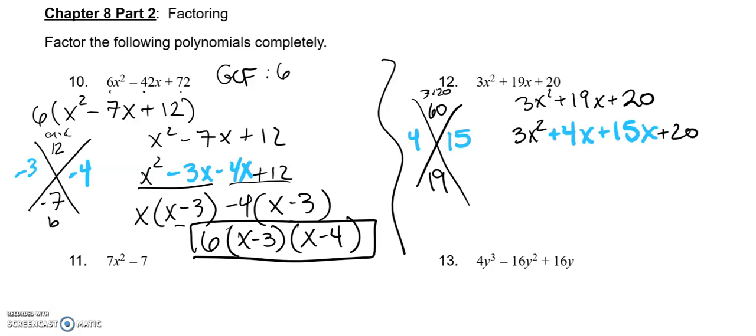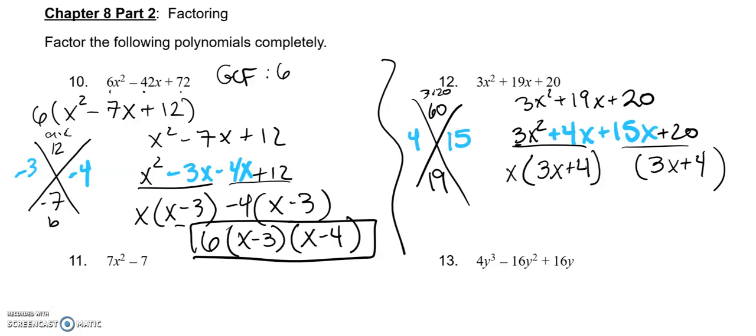Looking at the first group, 3 and 4, can't divide anything nice out of that, but we can take an x out. That leaves us with 3x plus 4. Now again, when we look at the second group, we want to factor something out so that we have 3x plus 4 left over. That is our goal. We can't, it's not factorable, but it tells us to factor, so we should assume that it is. Both of these are divisible by 5. 15 divided by 5 is 3, 20 divided by 5 is 4.